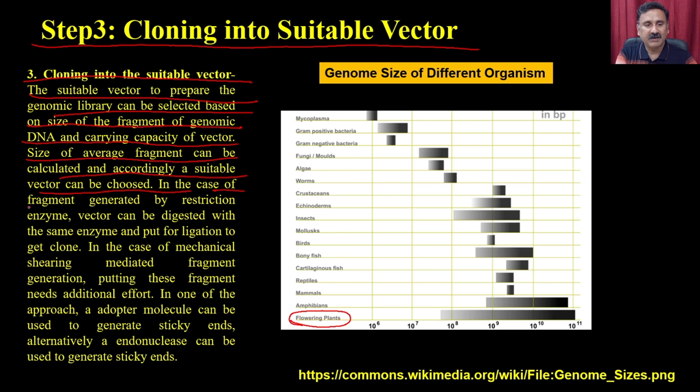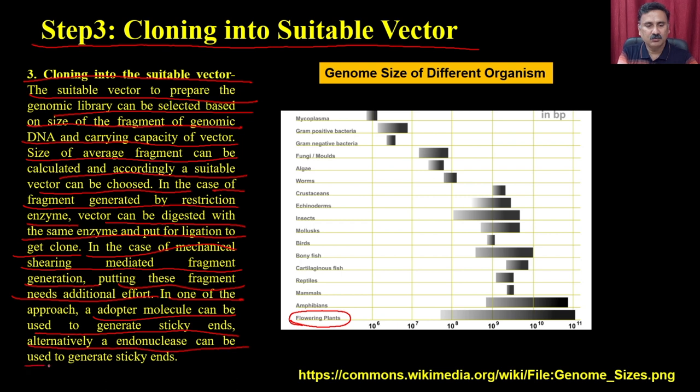In the case of fragments generated by a restriction enzyme, the vector can be digested with the same enzyme and put for ligation to get the clone. In the case of mechanical shearing mediated fragment generation, putting these fragments in needs additional effort. In one approach, an adapter molecule can be used to generate the sticky ends. Alternatively, an endonuclease can be used to generate the sticky ends.